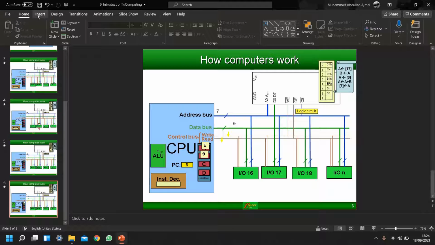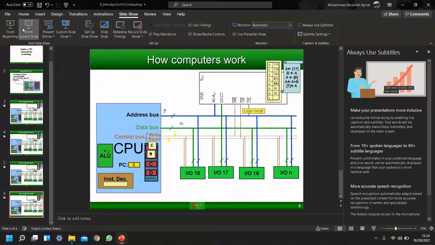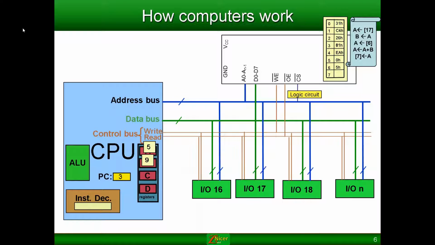Now let me slideshow from current slide. So as you can see, now E will move to the point 7, and our bus, and now we have it stored here through the write control bus.